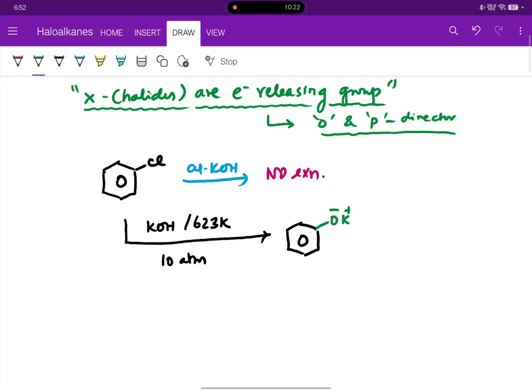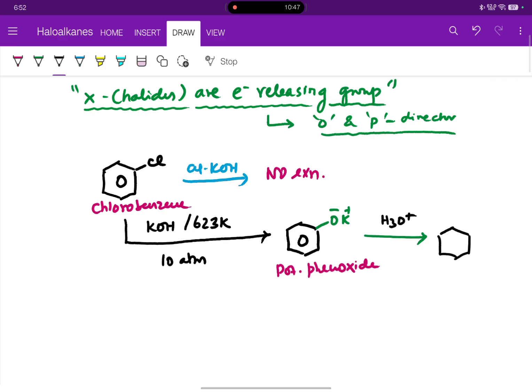So this is chlorobenzene. This is potassium phenoxide. Now you treat this with H3O plus. So KOH will be removed and you'll get OH, that is phenol.